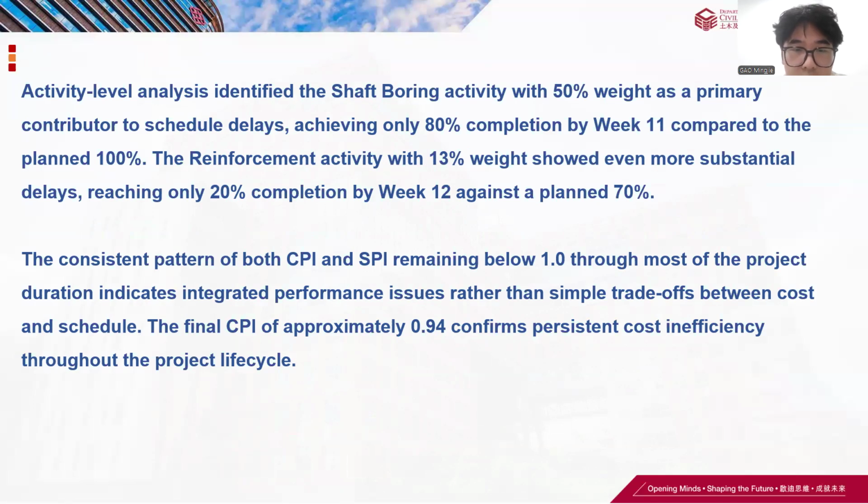The consistent pattern of both CPI and SPI remaining below 1.0 through most of the project duration indicates integrated performance issues rather than a simple trade-off between cost and schedule. The final CPI of approximately 0.94 confirms persistent cost inefficiency throughout the project lifecycle.